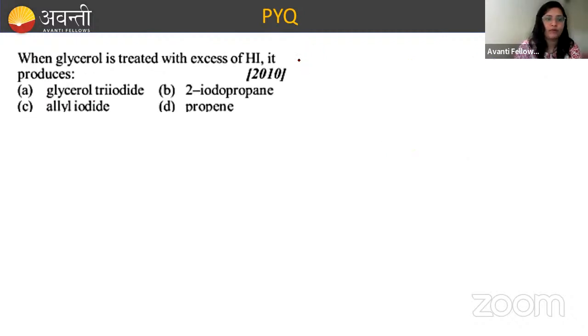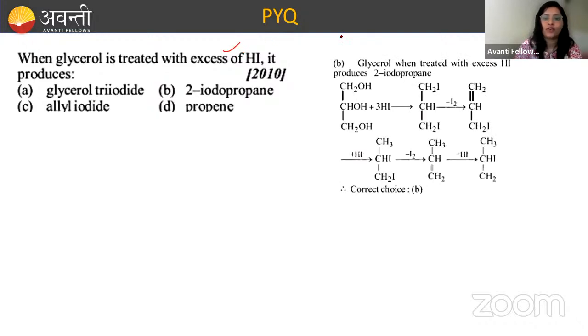Yeah. Next problem. When glycerol is treated with excess of HI, it produces. So glycerol ka structure pehle bana lo. What is the structure of glycerol? So this is the structure of glycerol. When it reacts with excess of HI, what happens is there is a production of 2-iodopropane. So how does it form? When glycerol reacts with HI, यहाँ पे I लग गया OH की जगह, यहाँ पे OH की जगह I लग गया, यहाँ पे भी OH चला जाएगा और I आ जाएगा.